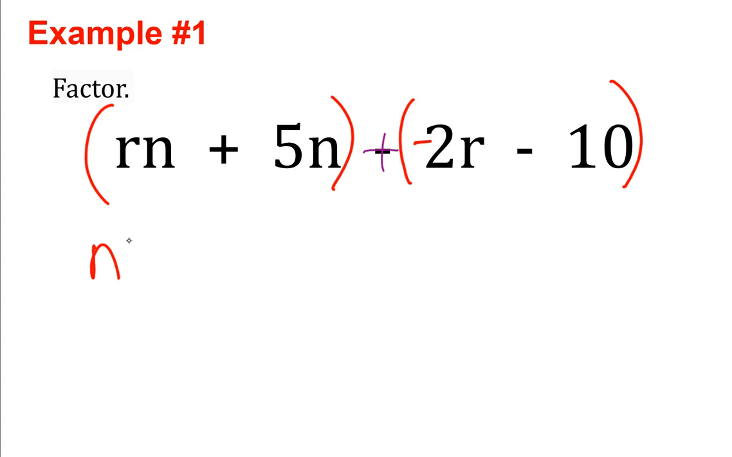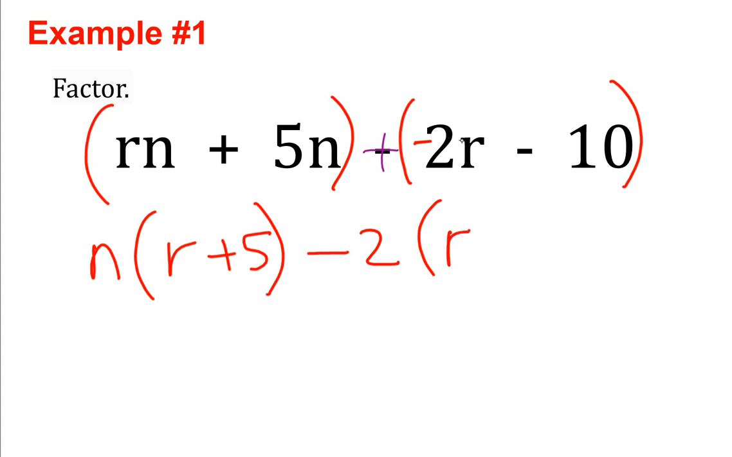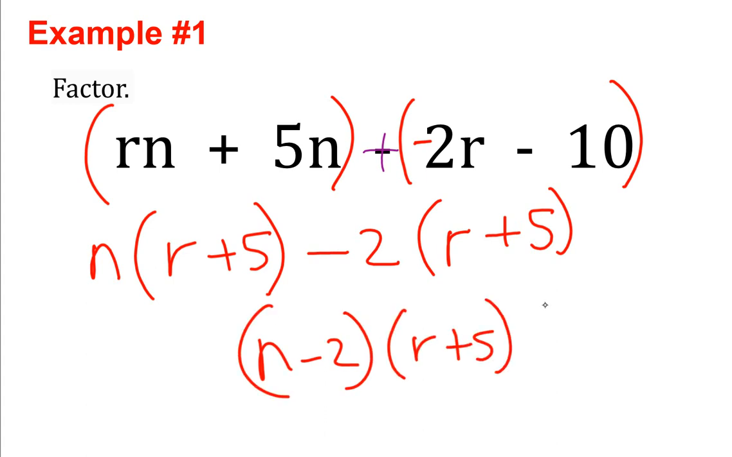So over here, the GCF is n, r plus 5. Over here, the GCF is negative 2. And the remainder is positive r, and now positive 5, because a negative 10 divided by a negative 2 is positive 5. Set up your two outside factors, set up your repeat factor, and voila.